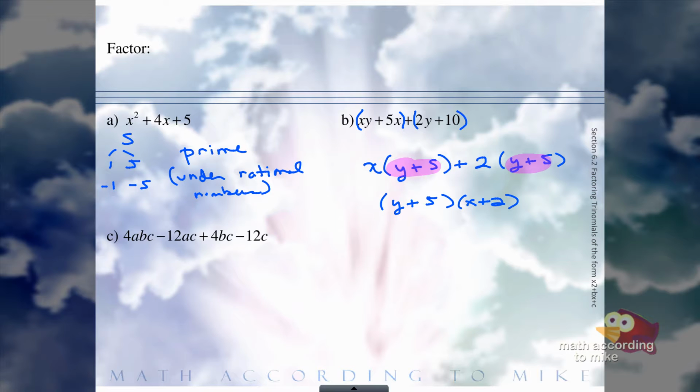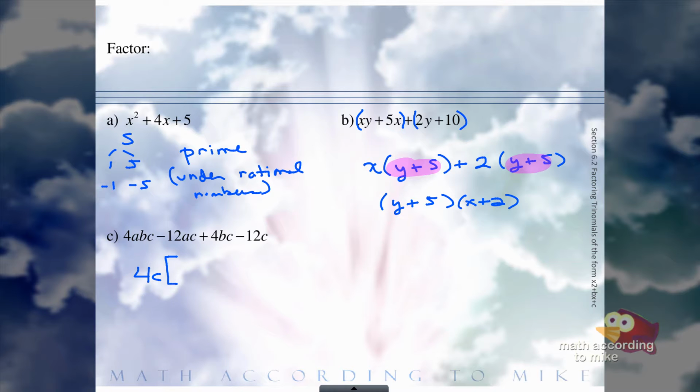And in part C, same deal. We have 4 terms. We should try factoring by grouping. But remember, what's the first rule in factoring? Pull out the GCF. We'll pull out a 4C from both terms. We are then left with, actually, I'm going to use a bracket instead of parentheses. You'll see why in a second.